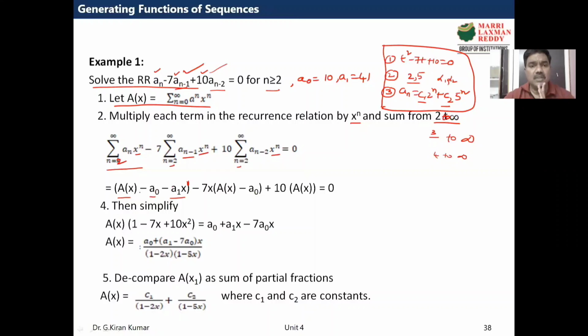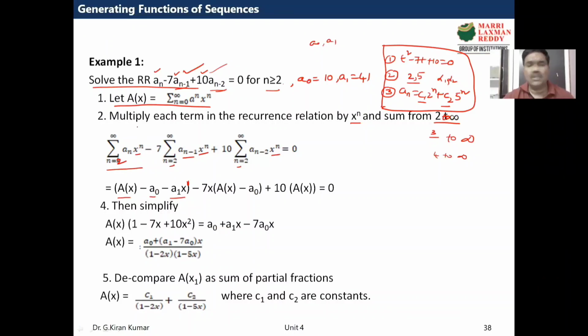It's very simple. When n is greater than or equal to 2, and the n minus 2 term is the maximum term, there will be 2 initial conditions. So in that case, definitely in the expression, you get a naught or a1 at most. You will not get a2. When you get a2 here, if n is greater than or equal to 3, then only a2 will come.